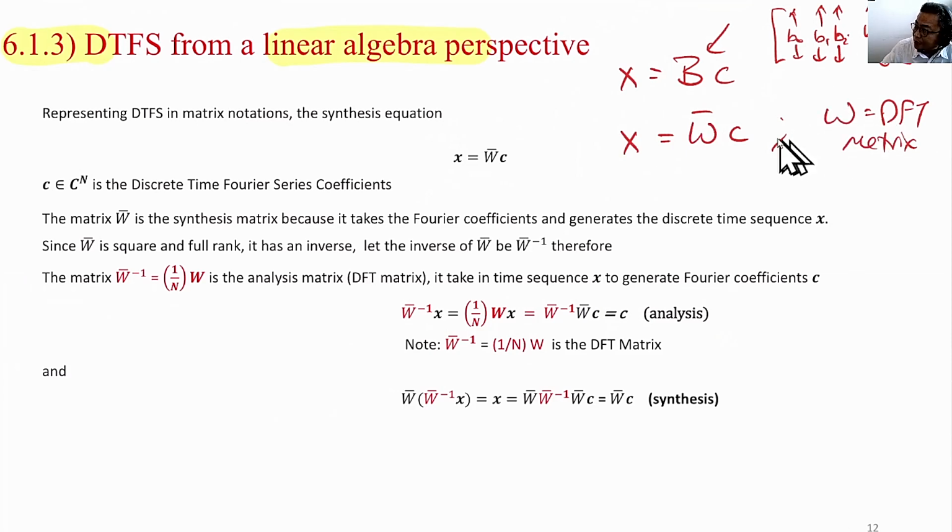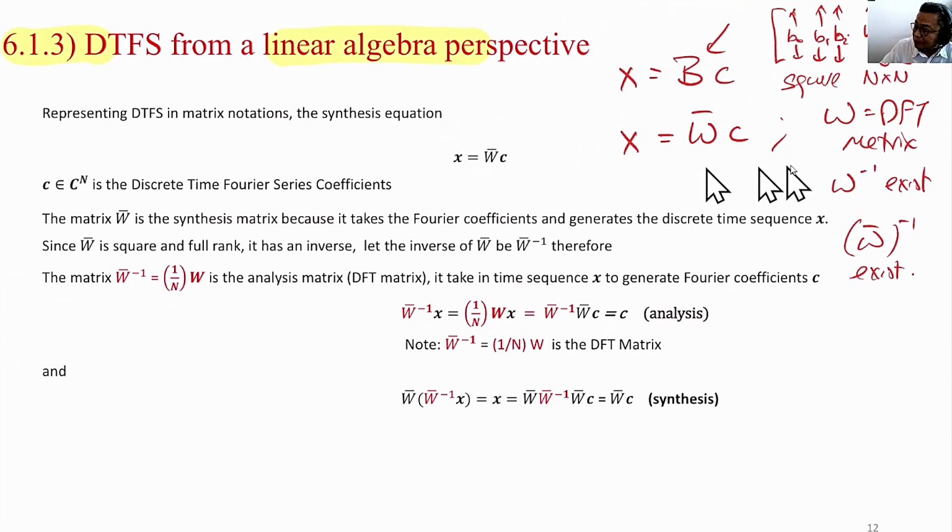Now we know that W bar is a square matrix. It has n rows and n columns, and its columns are independent. Therefore this square matrix is invertible, implying that W bar minus 1 exists. So now it is very clear.